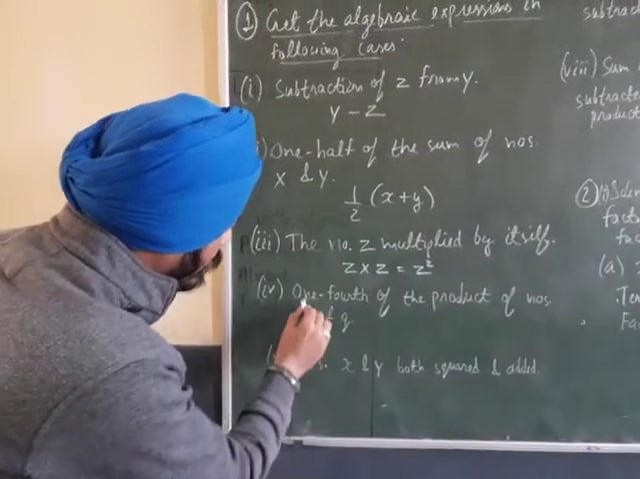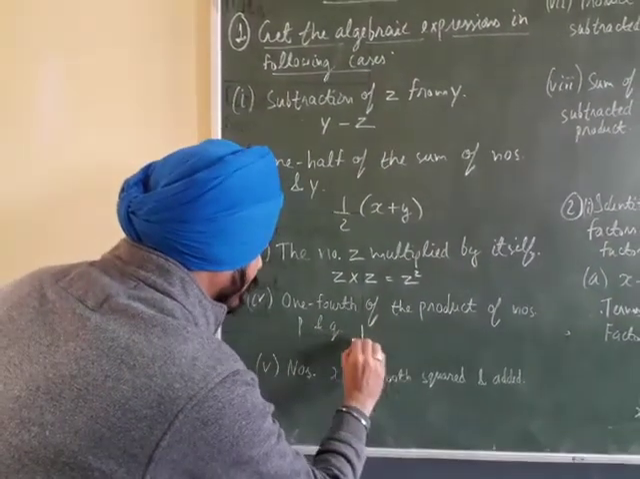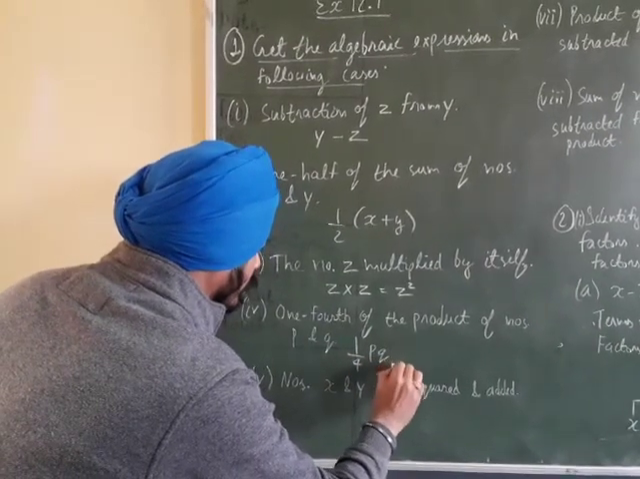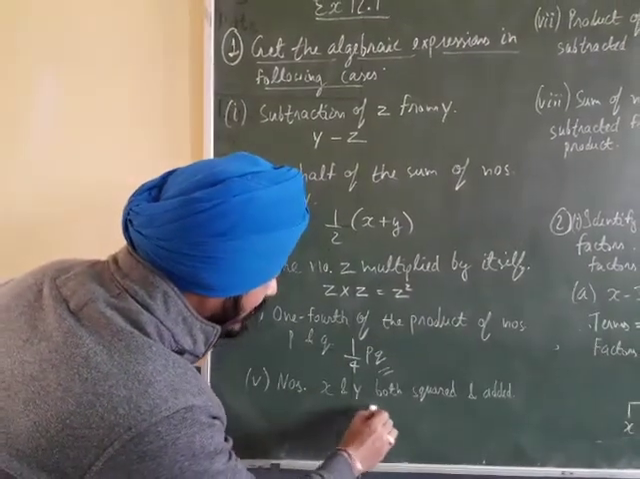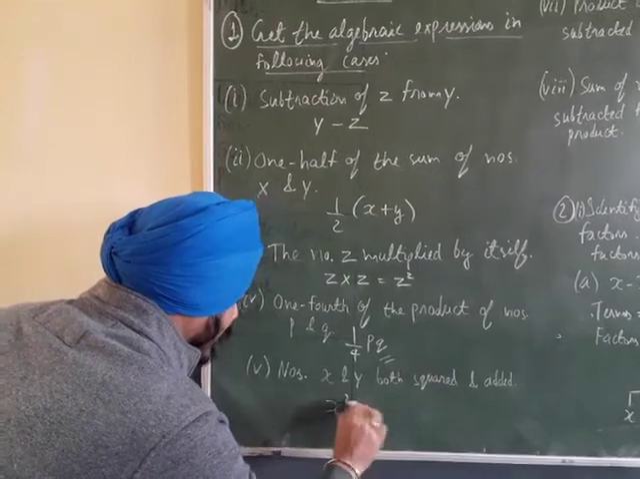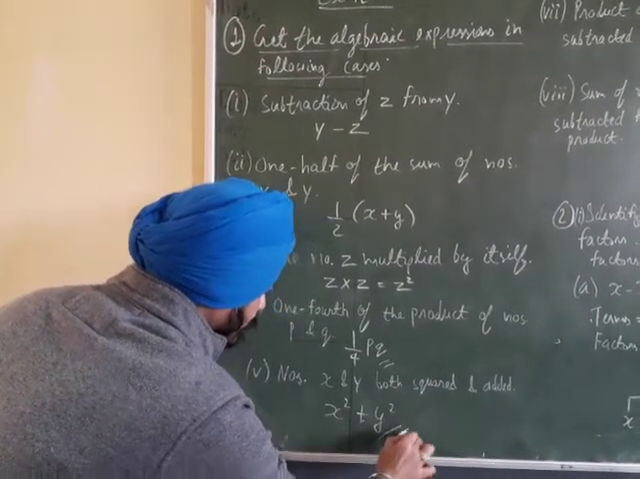Then fourth part, 1/4 of the product of numbers p and q. 1/4 means 1 upon 4. Product of p and q means pq. Then fifth part, numbers x and y both squared and added. Both squared means x square, and you have to add this plus y square.